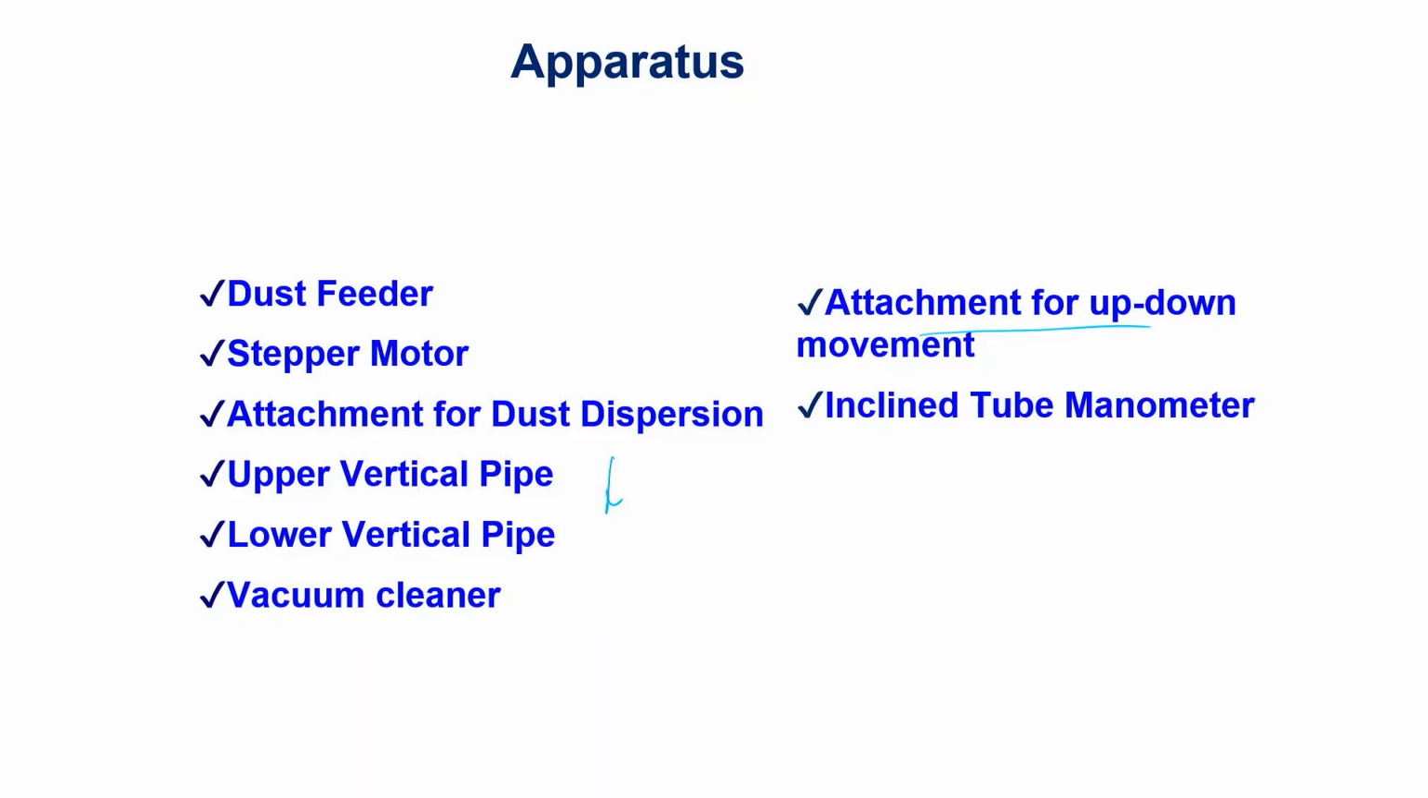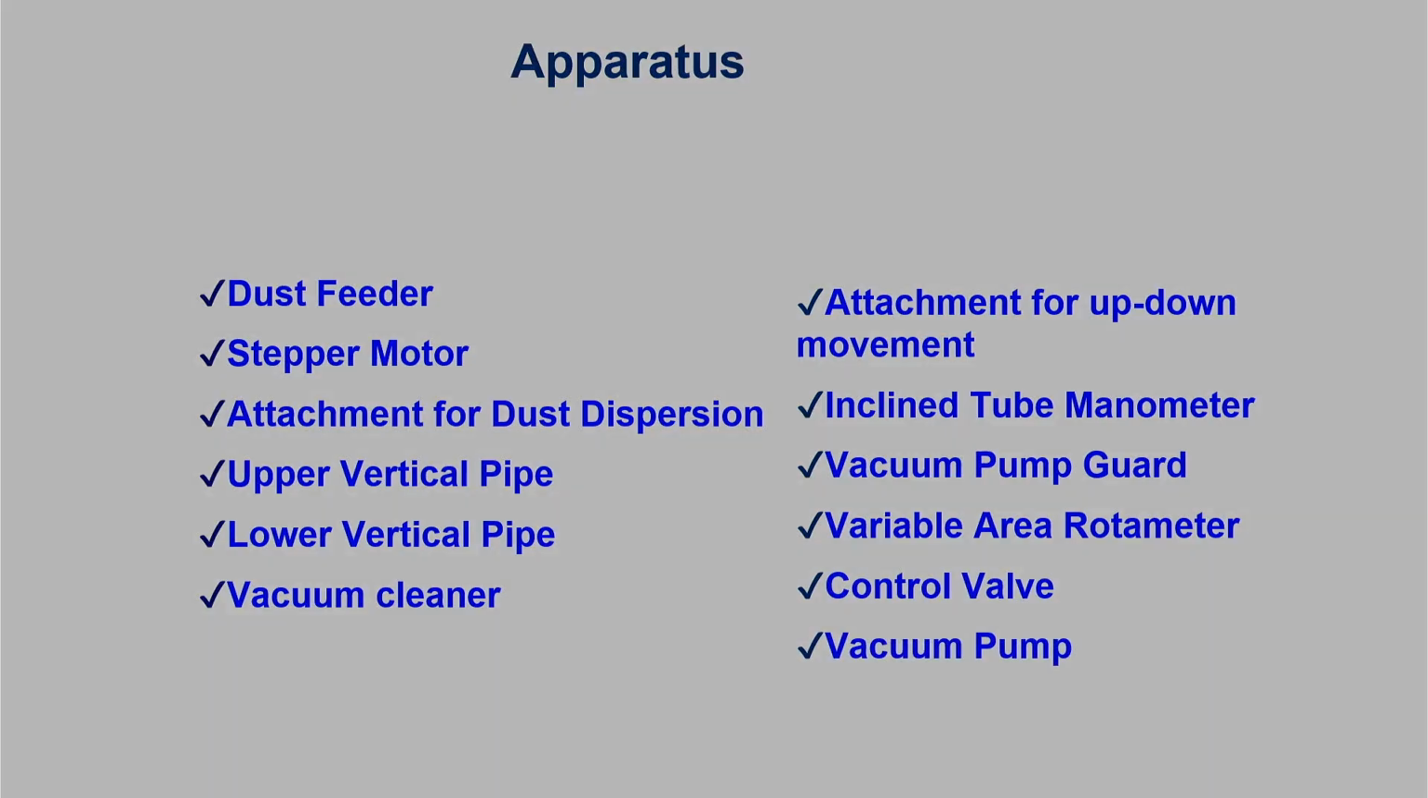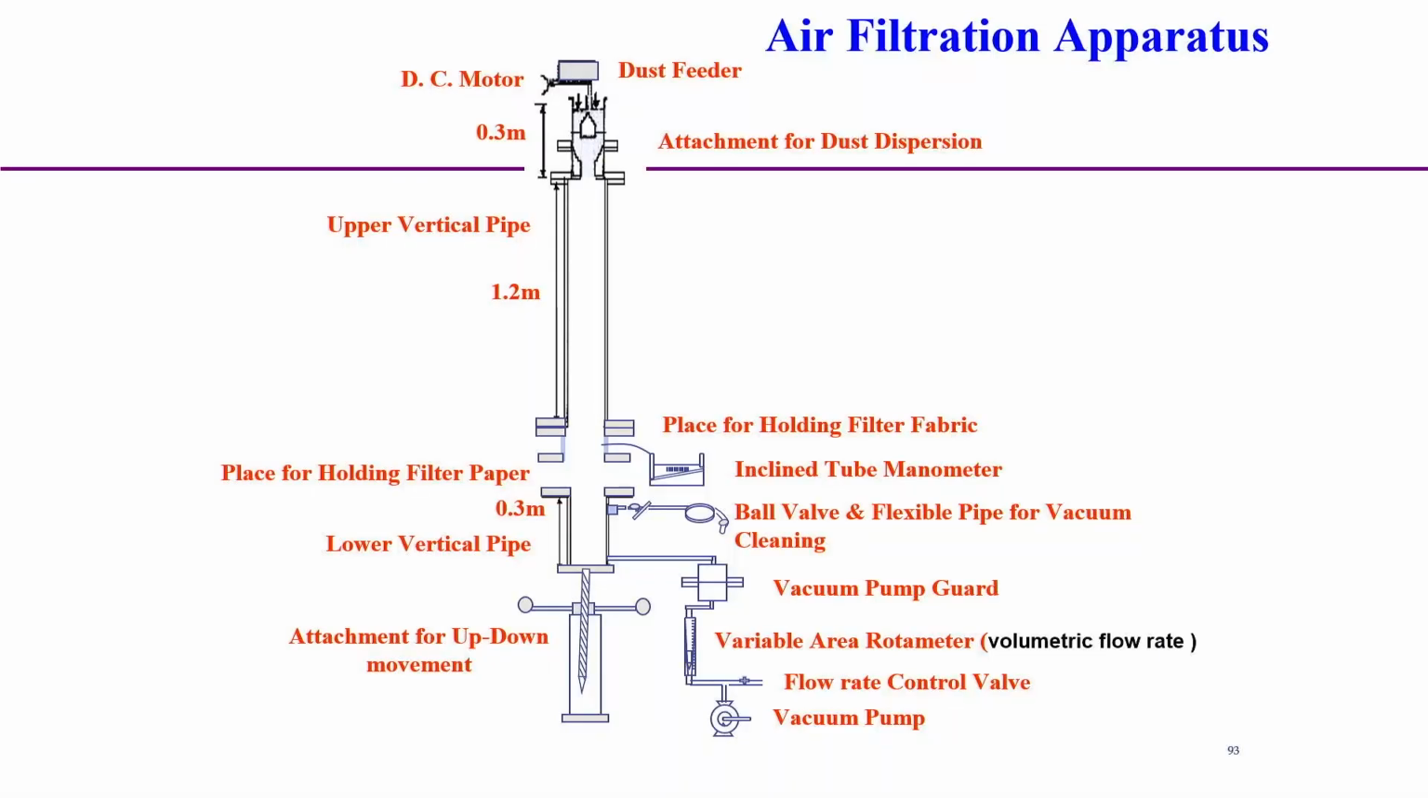An inclined tube manometer measures the pressure drop across the filter. A vacuum pump guard is there to protect the vacuum pump. A rotameter is there for measuring the fluid flow rate. A control valve is there for the vacuum pump. Now, see the total attachment here.